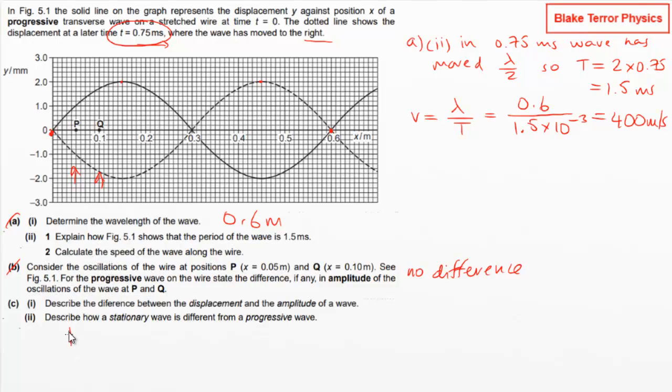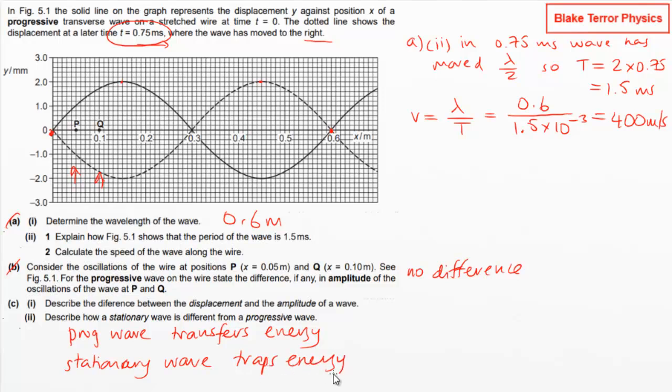Right, so a progressive wave, well, we can say that it transfers energy. It doesn't have to have every single difference between them written in. We just need a difference between them. So the progressive wave transfers energy. A stationary wave traps energy in pockets.